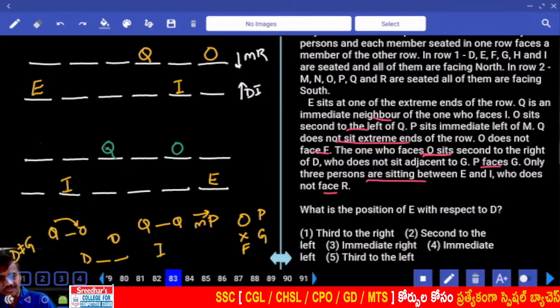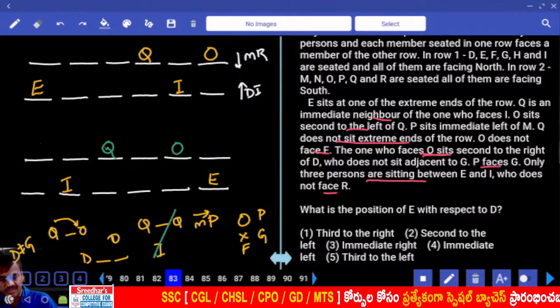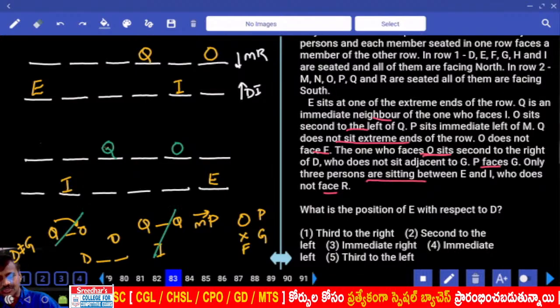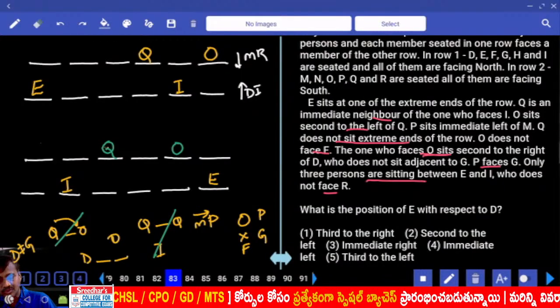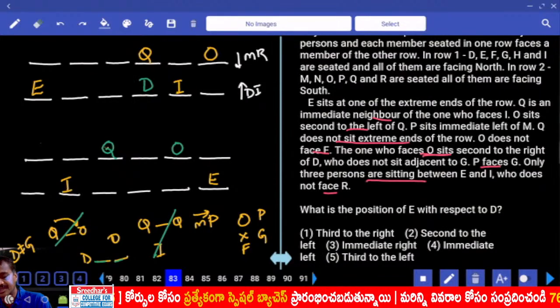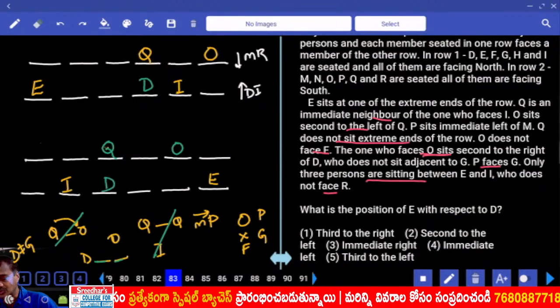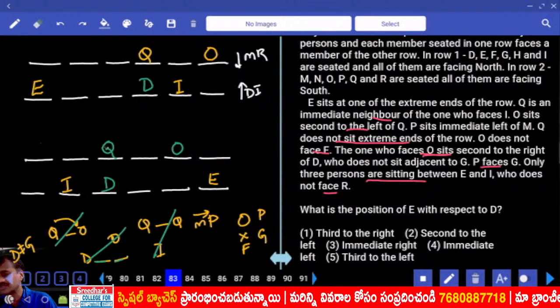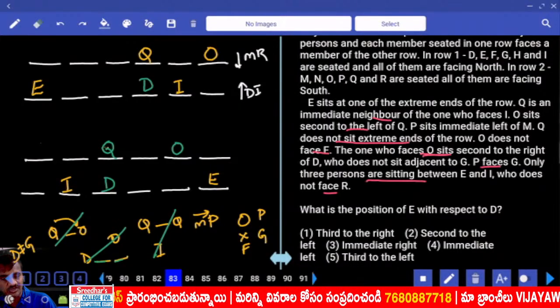Now this information has been done. And again, Q and O, this is also completed. Then D is second to the right of O, hence D must be here. Q and D are opposite to each other, we have done with this information. And D and G are not adjacent.